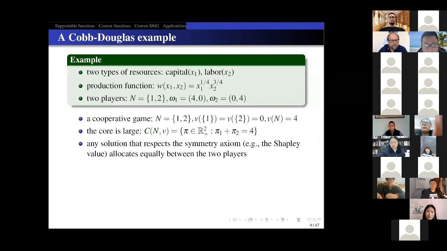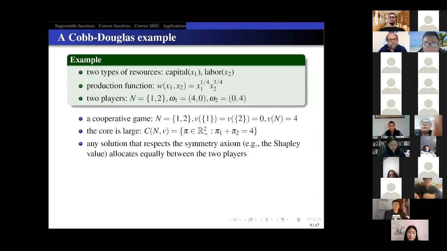So the core tells us very little. So how about other solutions? For example, the Shapley value. We can see that the Shapley value suggests that the total profit of 4 is allocated equally between the two players. This seems very reasonable because the two players seem symmetric here. No one of them can earn anything alone, and by cooperating with each other, they earn a profit of 4. So they seem equally important. They depend on each other equally. This is the standard solution.